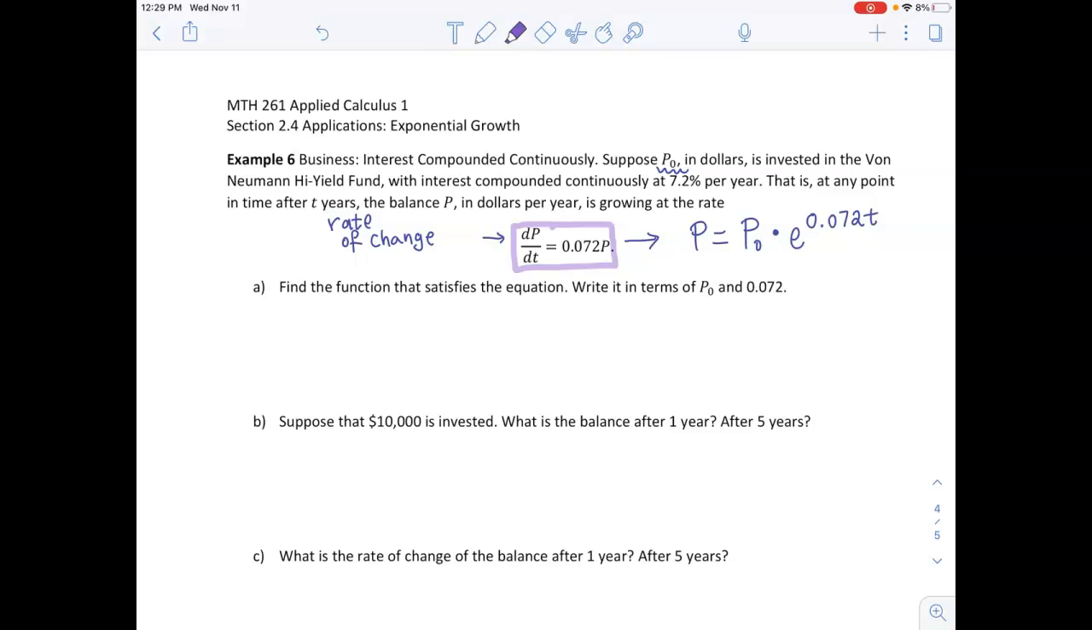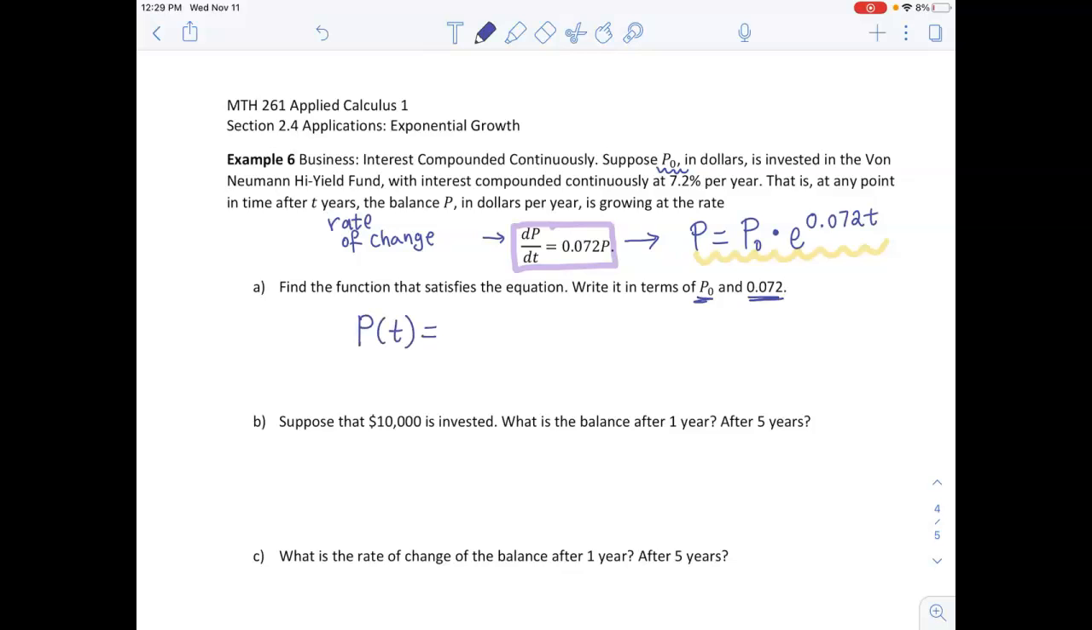So if I want to find the rate of change, I will use this purple boxed equation. If they ask me to find the actual value of the investment, this is what's going to help us find that. So let's see. Find the function that satisfies the equation. We did it already, guys. Write it in terms of P naught and 0.072. So we wrote it already.